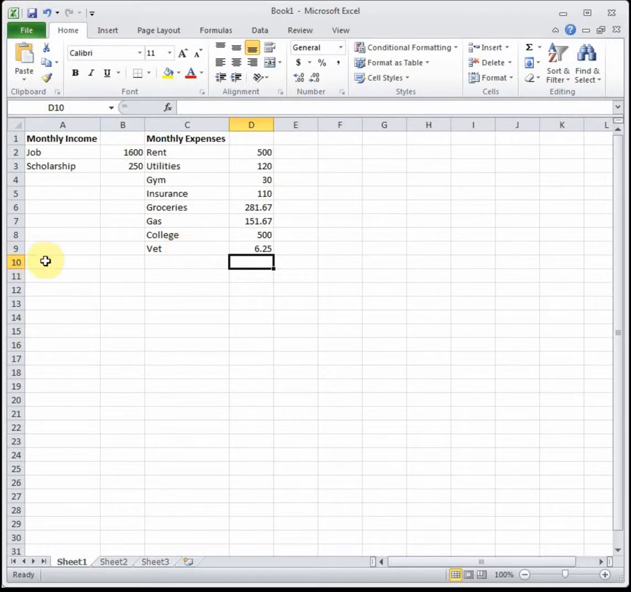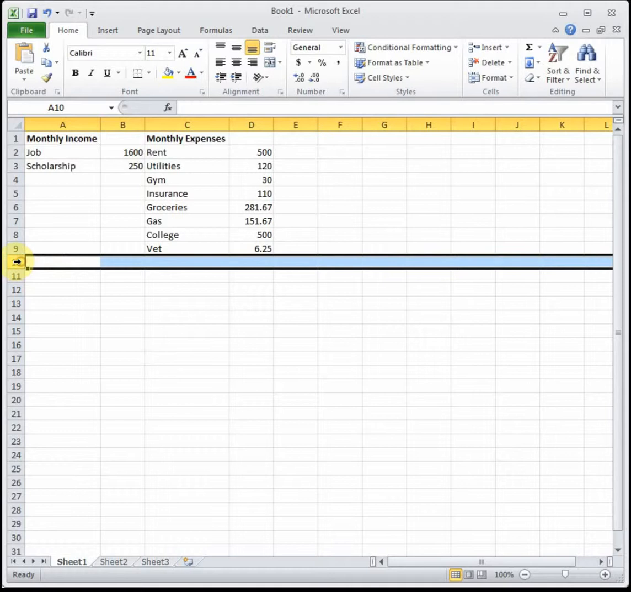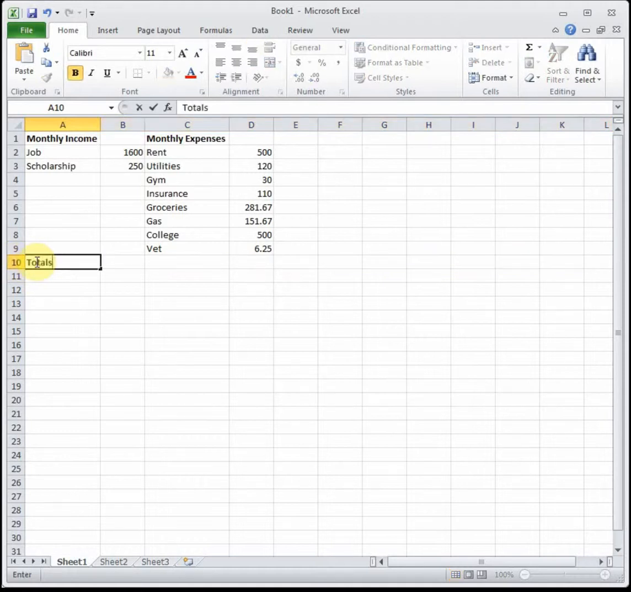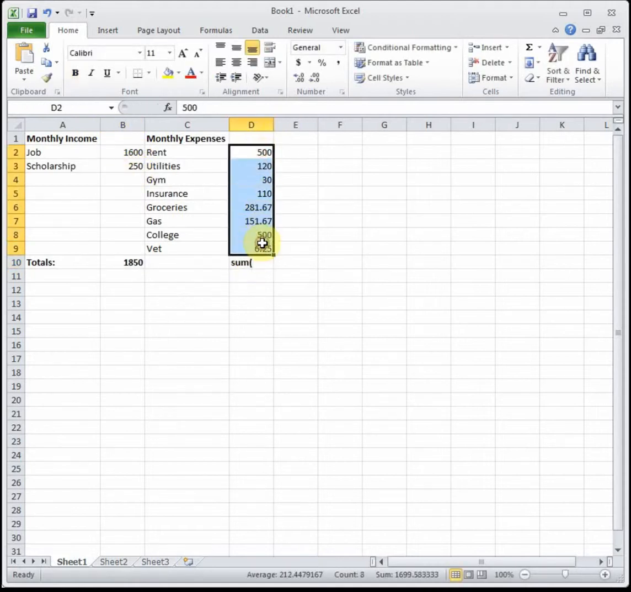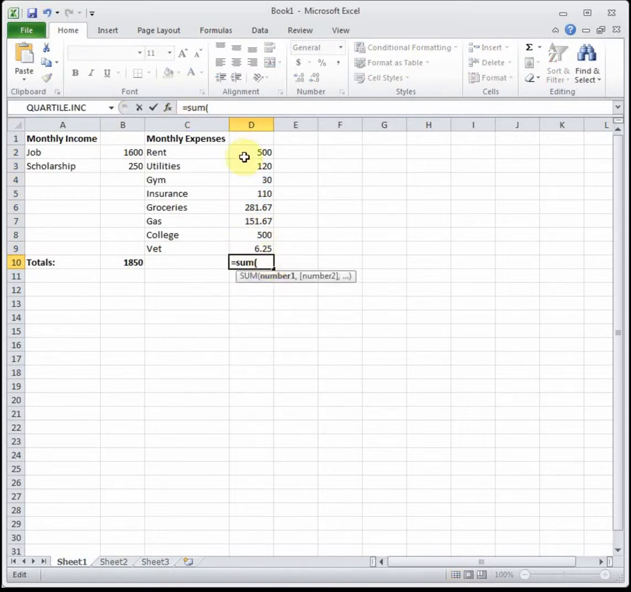All right, so now what we want to do is come up with the totals. I'm going to sum my income. And then I'm going to sum my expenses. What did I do? Oh, I forgot to hit equals. That's what's wrong. Undo. There we go. So equals sum my expenses.